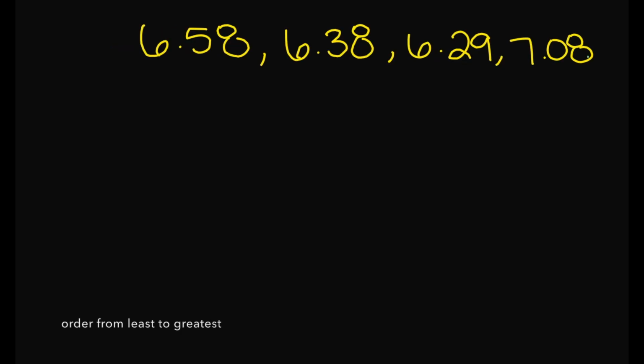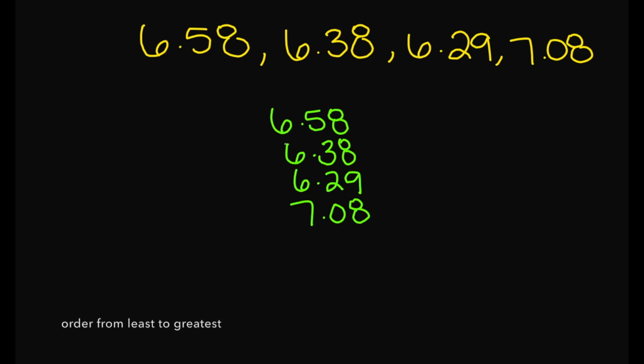Let's look at these numbers here, 6.58, 6.38, 6.29, and then 7.08. So if I'm going to write this from least to greatest, remember, let's line everything up. So we have, let's start with our 6's here, and then we have a 7 here. So far we know this is going to be the greatest number. So I'm going to go ahead and just put my 4 here.